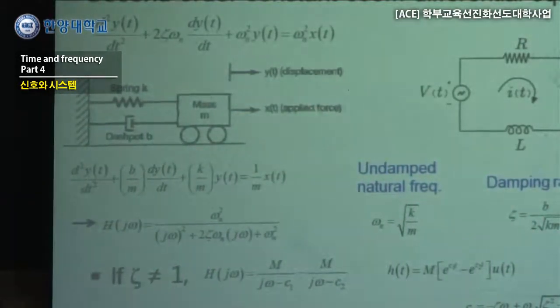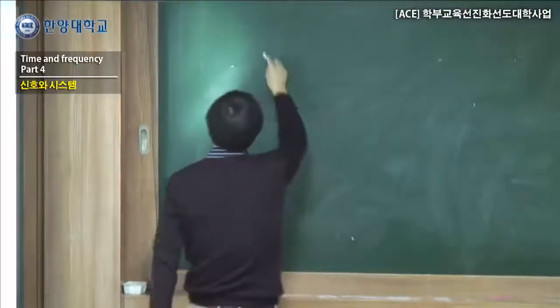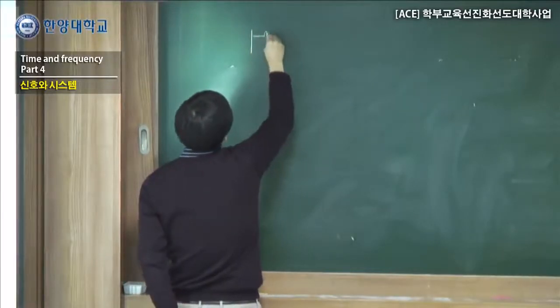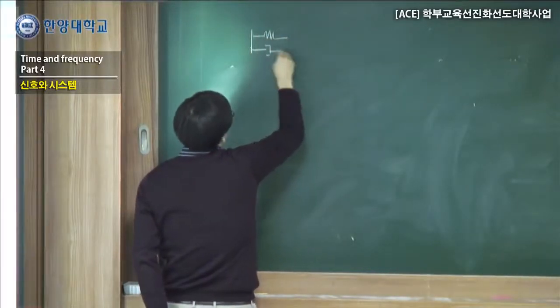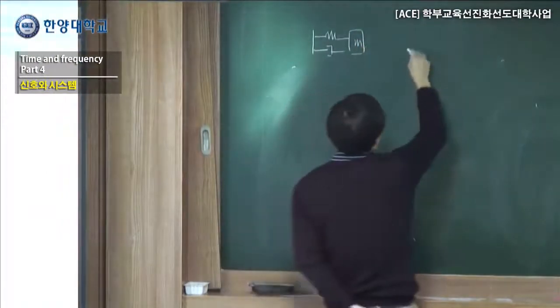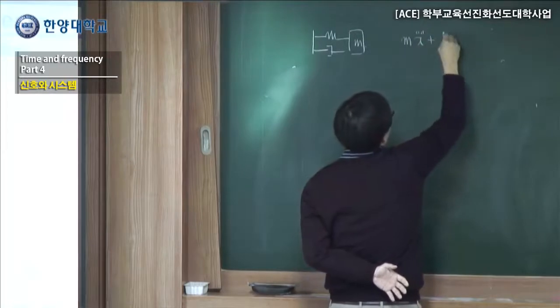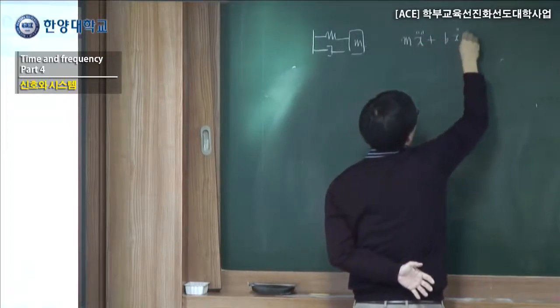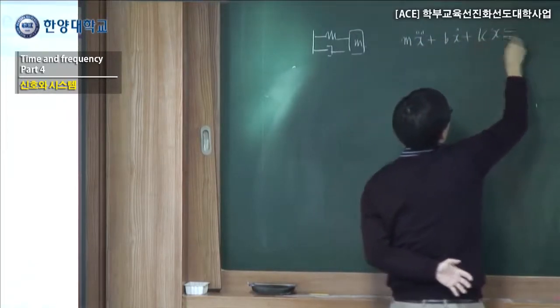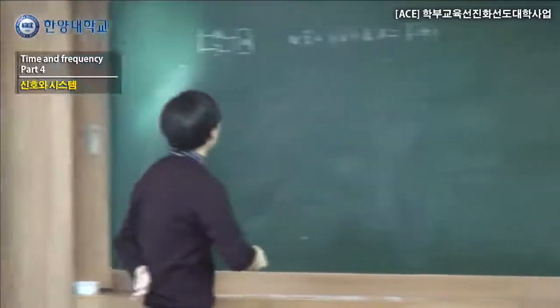In case you have a spring, mass, damper, where's my chalk? Say you have a spring, damper, mass. I think we already mentioned that. They were given by m x double dot plus b x dot plus k x equals the force. That's typically what you see here.